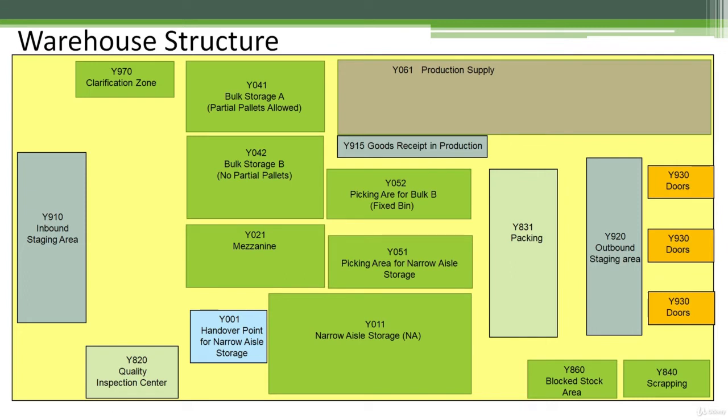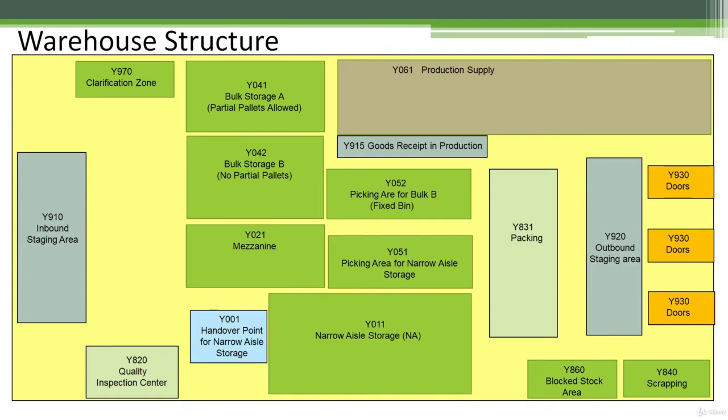We also have storage type Y970, which is a clarification zone. In case there is an overflow of stock, if any of these storage types don't have capacity to store stock, the overflow stock will then be sent to the clarification zone.